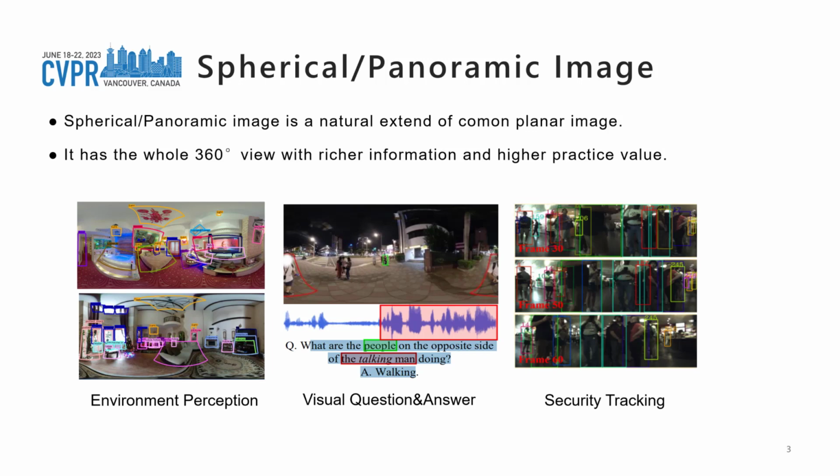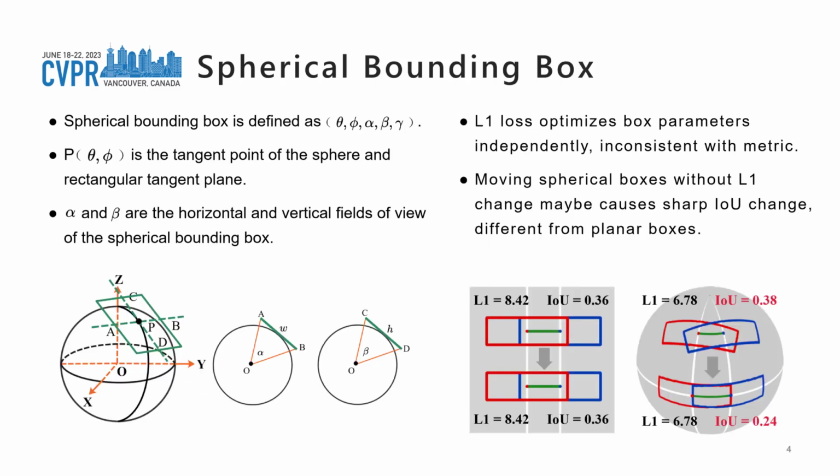For the demand of comprehensive environment perception in emerging applications, object detection can be naturally extended from planar images to panoramic images, because the latter have the whole 360-degree view with richer information in a compact form. Unlike planar images, panoramic images usually take the sphere as the imaging surface and are stored in the ERP format based on polar coordinates.